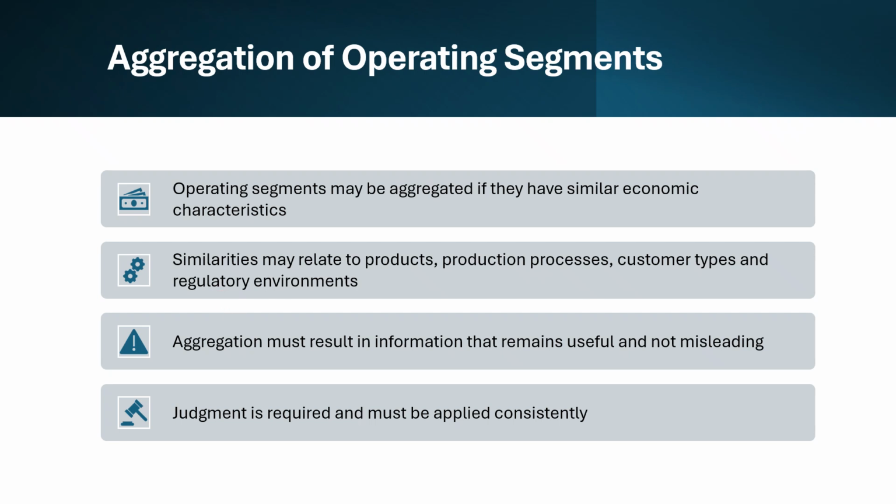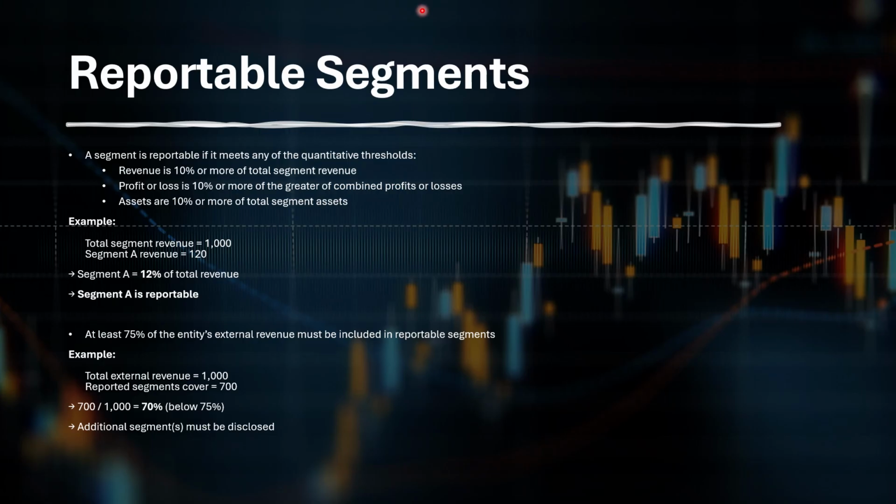What would be the example? For example, two retail stores are selling the same products in similar markets. So they can be combined into one segment. Now, what are the reportable segments under IFRS 8?